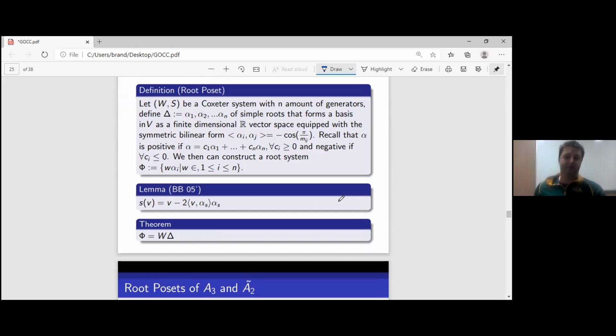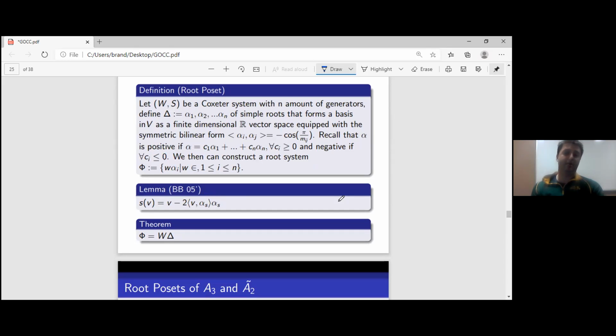So here's a definition of root poset, which you'll find in Björner and Brenti, right? So you've got simple roots, alpha 1 through alpha n, and those just correspond to our generators S sub 1 through S sub n. So every generator is associated with a simple root. And then you take V, a finite dimensional R vector space equipped with a symmetric bilinear form. This is also in Björner and Brenti. I won't go over the construction of that. But you take negative cosine of pi over m_ij, and we treat infinity, so pi over infinity, like it's 0. Okay, I won't go over the proof of that. Find that in Björner and Brenti.